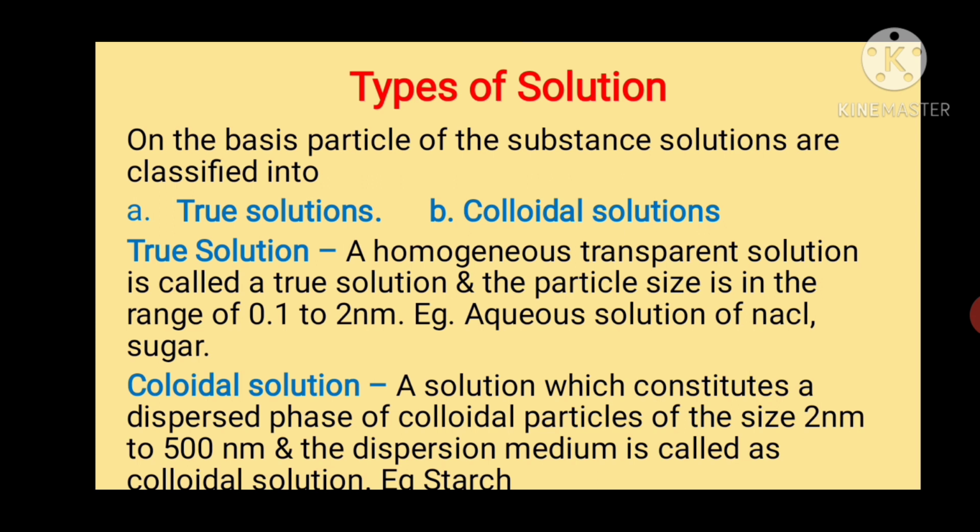Second one, colloidal solution. A solution which constitutes a dispersed phase of colloidal particles of the size 2 nanometer to 500 nanometer, and the dispersion medium, is called a colloidal solution. For example, starch.